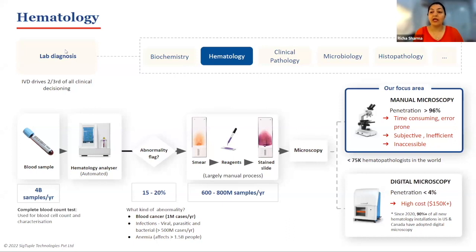The manual method is something which we have been doing from ages. This is a reflex for us. However, it also has certain limitations: it's time consuming, it is error prone, it is subjective and inefficient in certain cases, and also inaccessible to a larger part of the world population. If we see a global scenario, it's quite inaccessible in certain parts of the world. All these deficiencies can be met by the use of digital microscopy. However, one limitation that remains is that it's costlier than a routine manual microscope. And the other thing is, I think, a little bit of inertia from the pathologist side. We do not want to shift to something which is new.